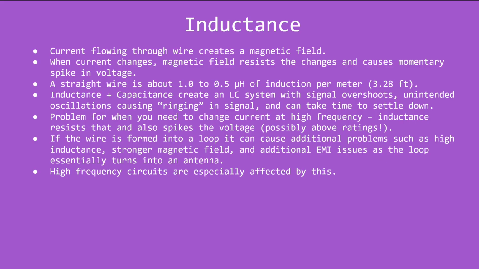If you look at this on an oscilloscope, you might see these oscillations at the beginning and end of each signal. And all of this can actually take time to settle down. It may seem instantaneous to the naked eye, but when it comes to a circuit, every nanosecond matters. Inductance can become an even bigger problem at high frequency, as the current is constantly being changed. If that wire is part of a loop, it can cause additional problems: high inductance, stronger magnetic fields, and electromagnetic interference issues, because it essentially turns the loop into an antenna.